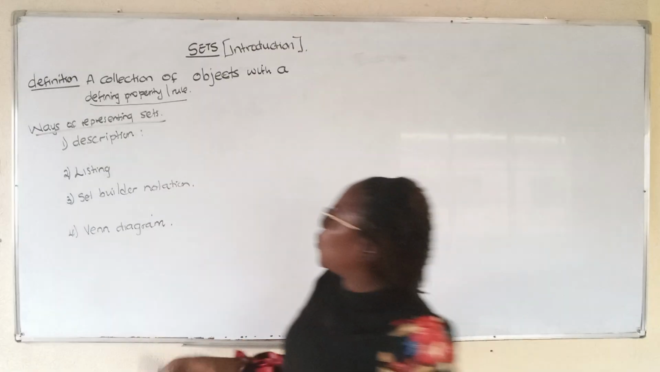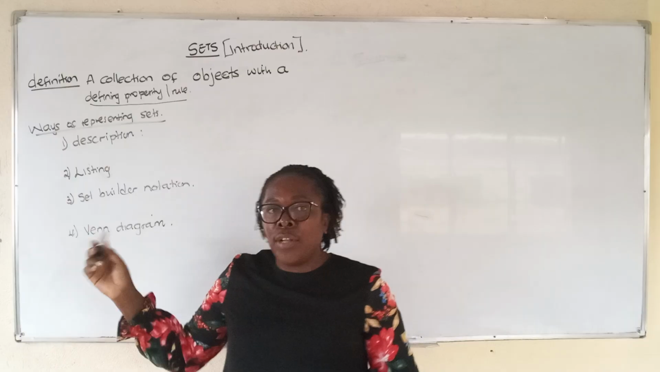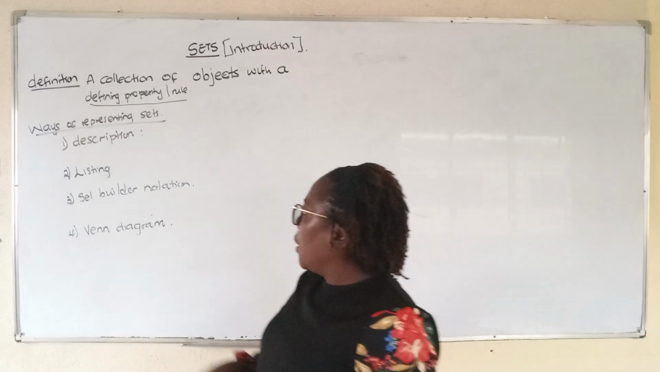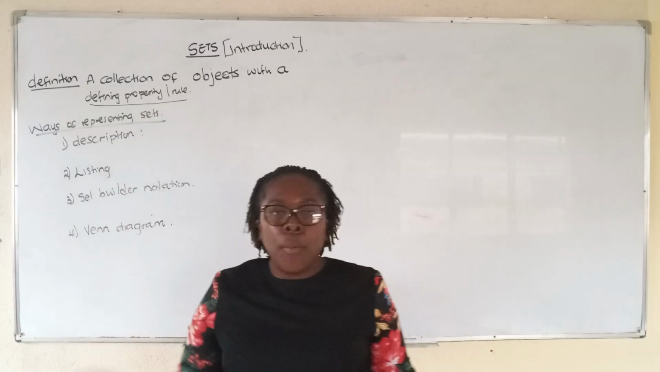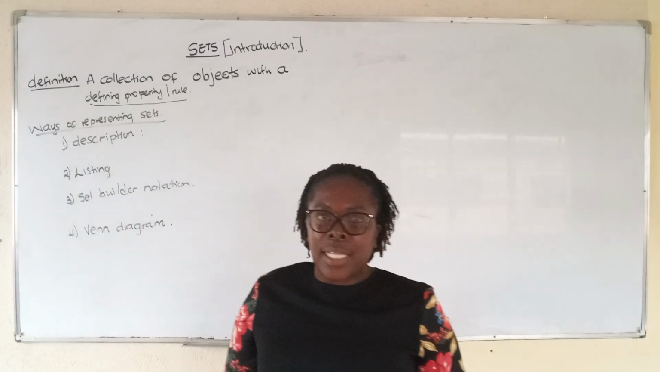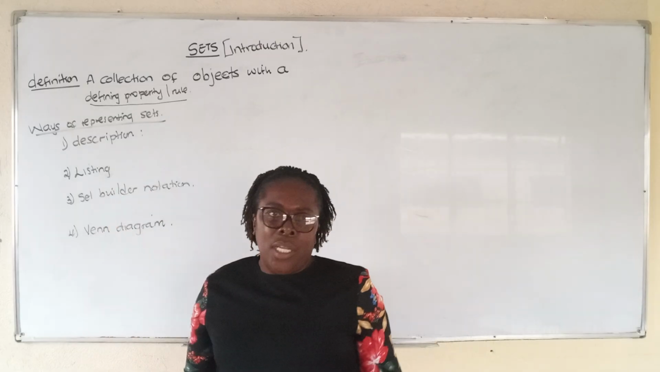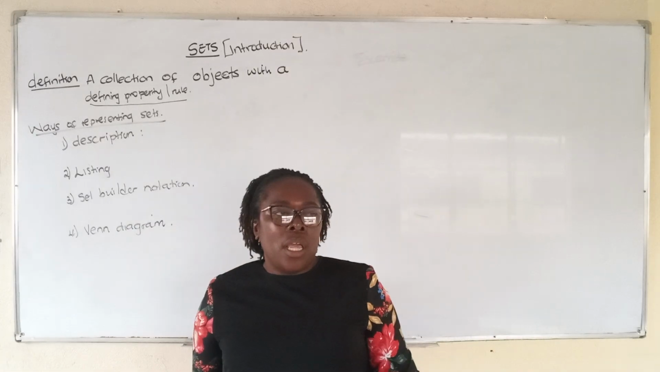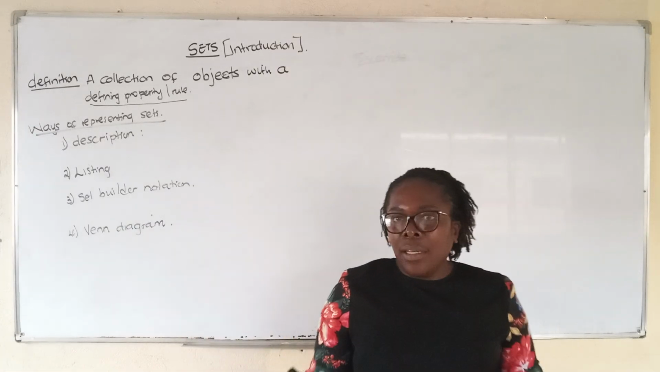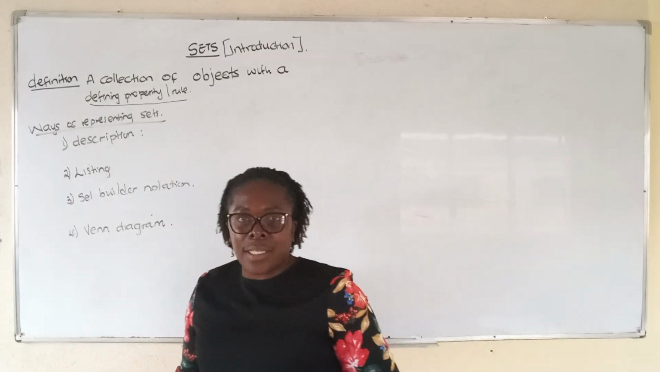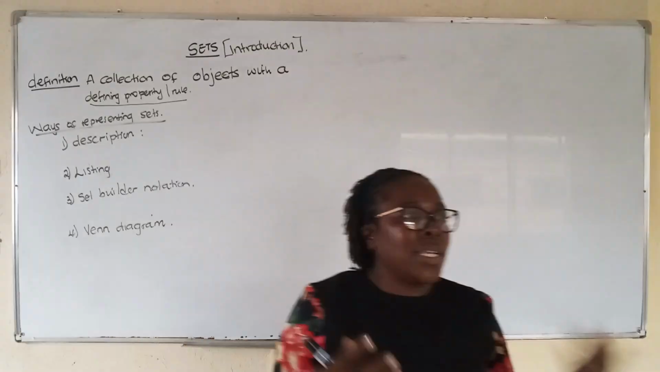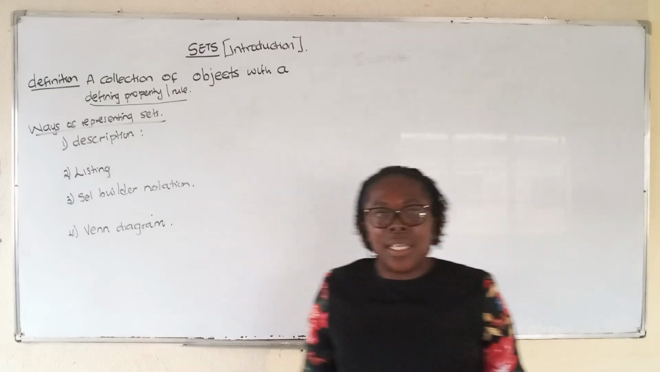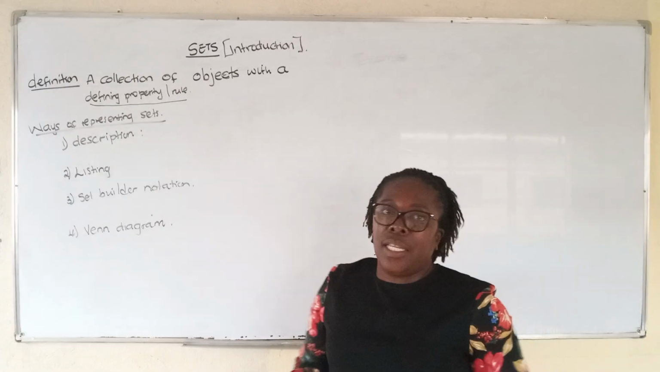So there are ways that we can represent sets. I've outlined 4 ways here that we're going to talk about. The first one is a very common way of representing sets, which is a description. You don't need to be mathematical to represent sets as a description. You can define a set as a set of students in a certain school, a set of domestic animals, or a set of prefects in a school.